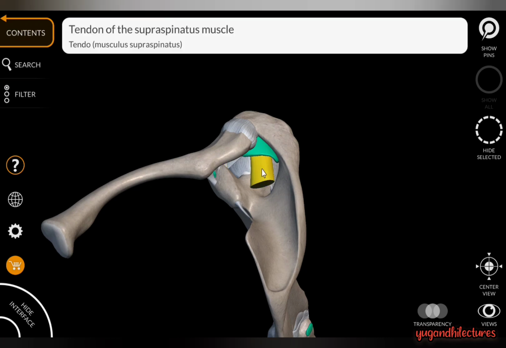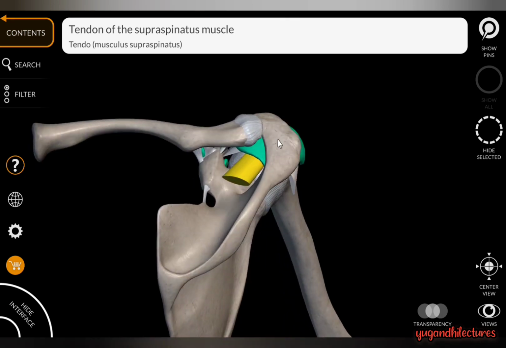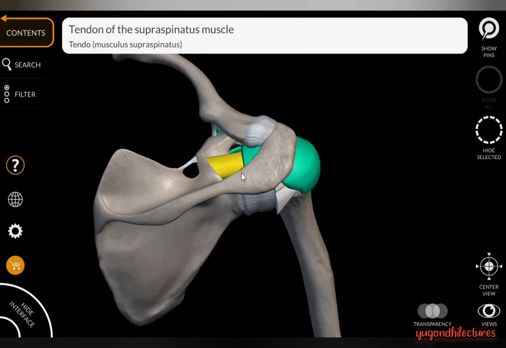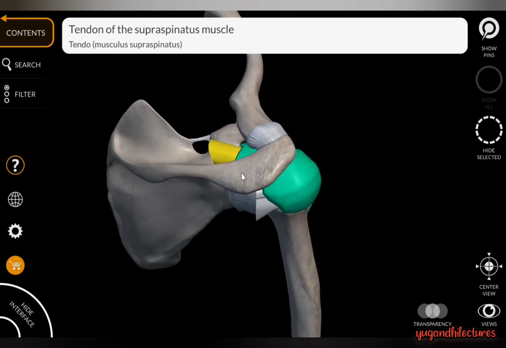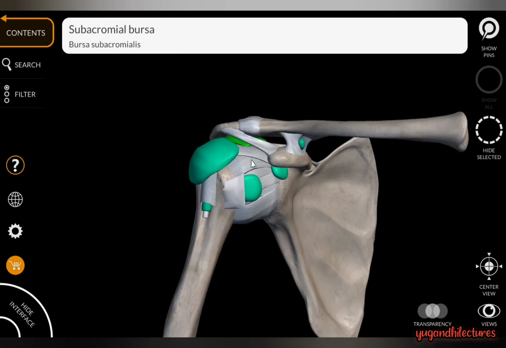If in case the bursae get degenerated, what happens? The acromion process will keep on sliding over the tendon of the supraspinatus muscle, and thus it causes inflammation of the tendon of supraspinatus muscle. So this is the major clinical importance of the bursae, that is the subdeltoid and subacromial bursa. Now I am going to remove both the bursae.